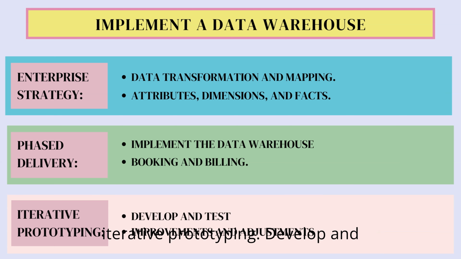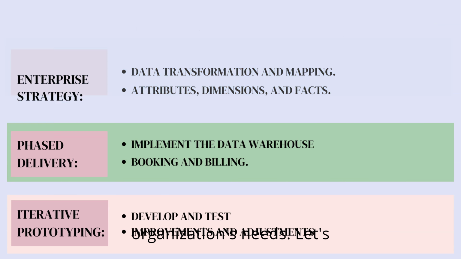Third is iterative prototyping. Develop and test the data warehouse in iterations. This approach allows for continuous improvements and adjustments based on feedback. By following these steps, we can effectively implement a data warehouse that meets our organization's needs.